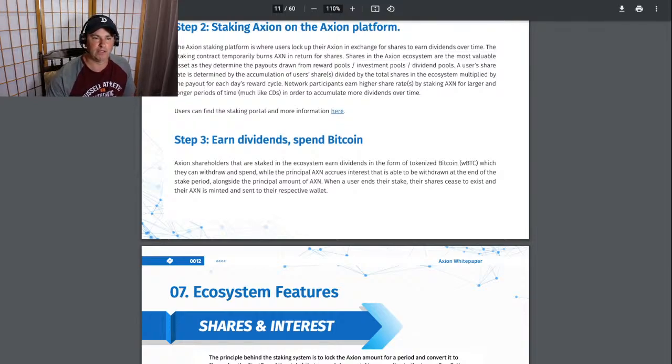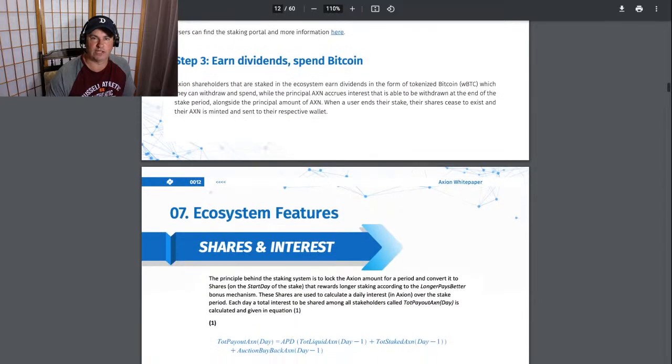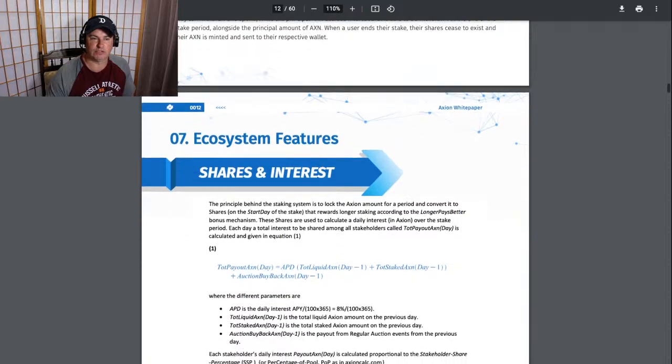It's pretty neat. Alongside the principal amount of Axion, when the user ends their stake, their shares cease to exist and their Axion is minted and sent to their respective wallets. So that's very important to know too. That's when you're going to get your stakes returned.